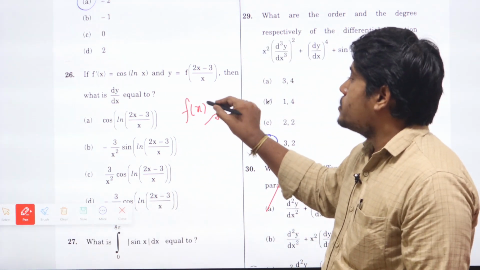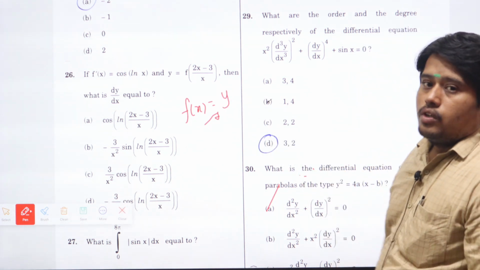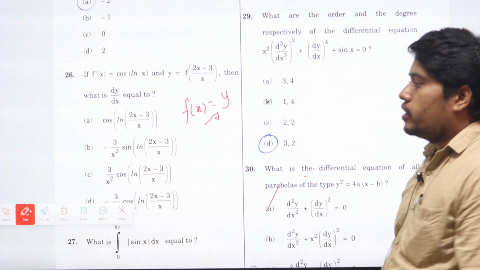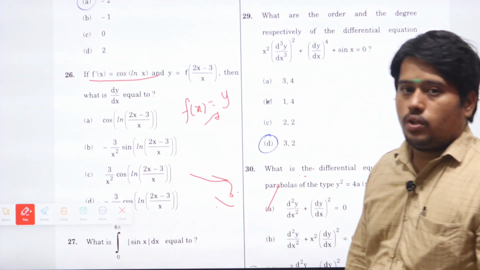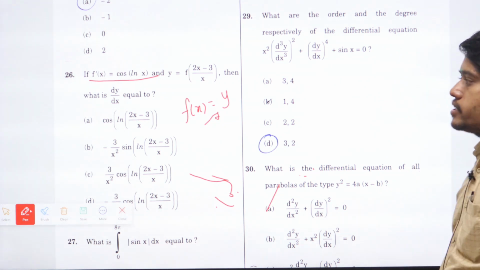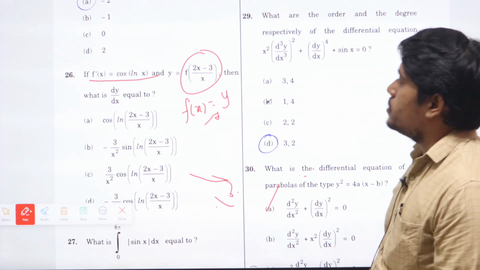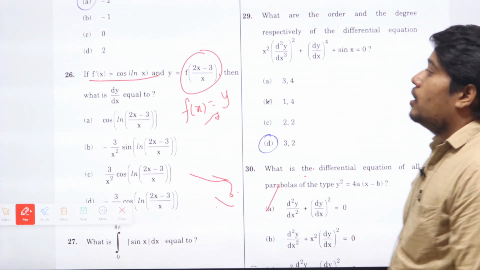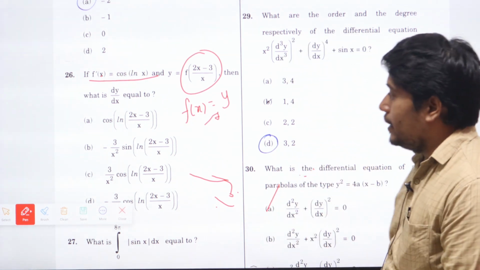So the idea is f of x, which is equal to y. So f of x as well as y are both function types. The given segment is f dash of x, which is equal to cos of ln x, and y can be defined as f of (2x minus 3) divided by x. But we have to change to f of x, so we have to integrate one more time.